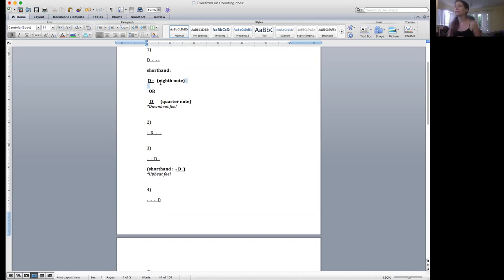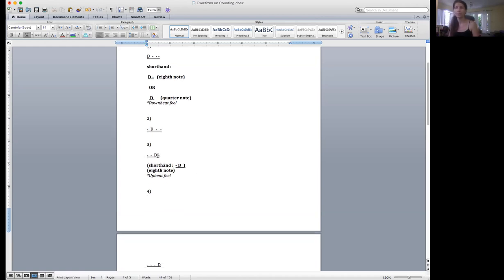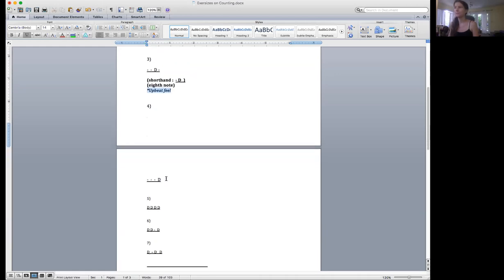So this is an example of where you can use shorthand. Okay, you can use a shorthand for this. And this again is the upbeat feel. Now let's look at this one.